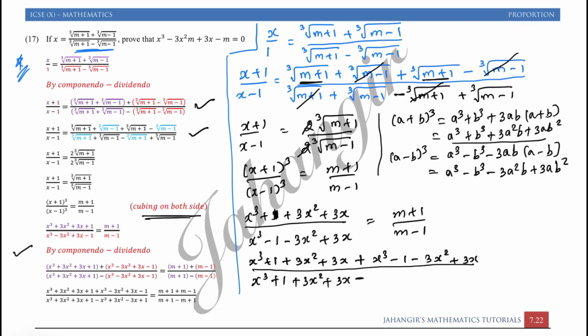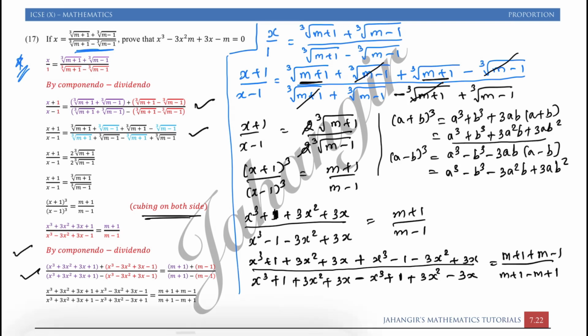Here I will write minus x cube. Now sign will change. Plus 1 plus 3x minus 3x square minus 3x. Do not make any mistakes here. I did plus minus. That is equal to m plus 1 plus m minus 1 upon m plus 1 minus m plus 1. Sign will change.